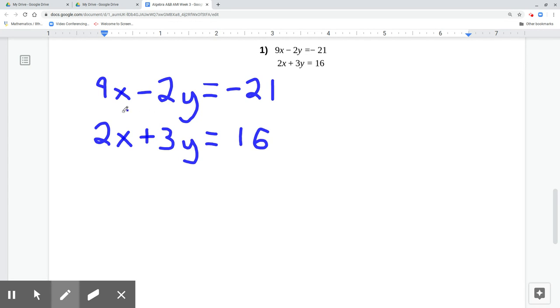I've decided to turn the y's into the same number. So how I'm going to do that is I am going to multiply the top equation by 3, and I'm going to multiply the bottom equation by 2.